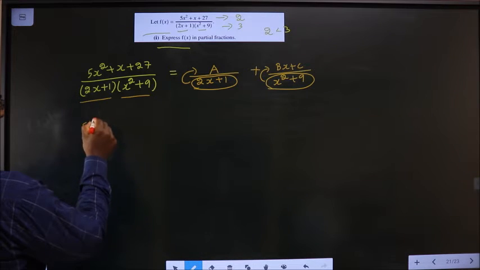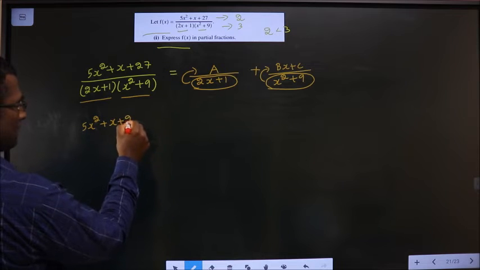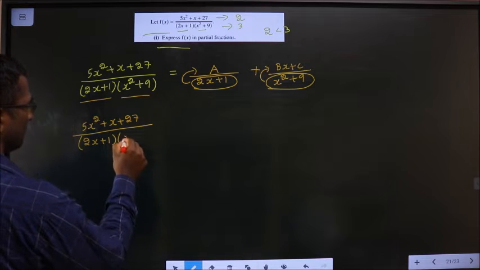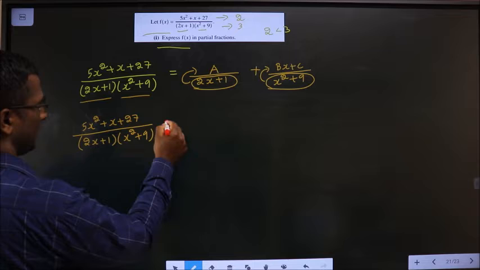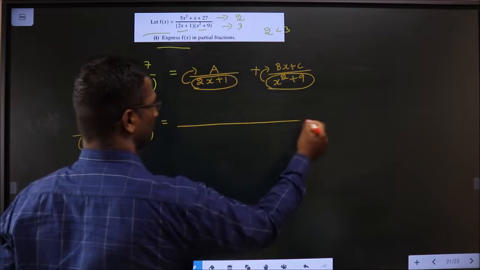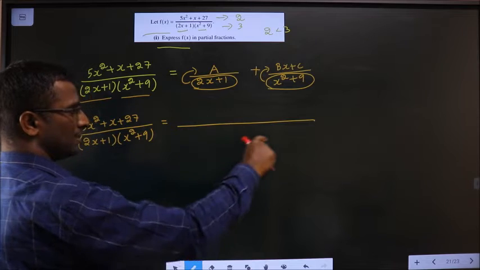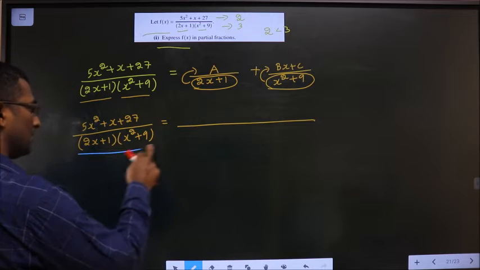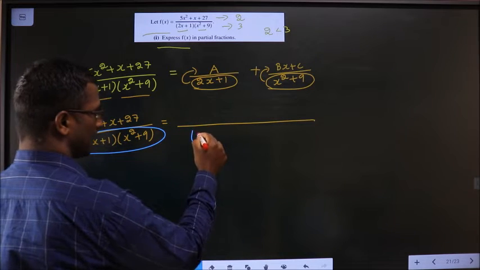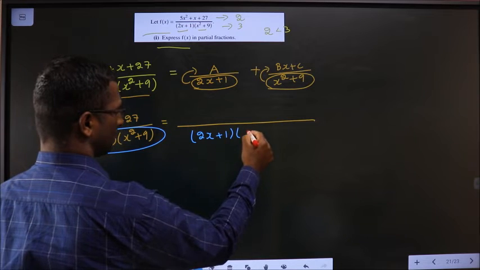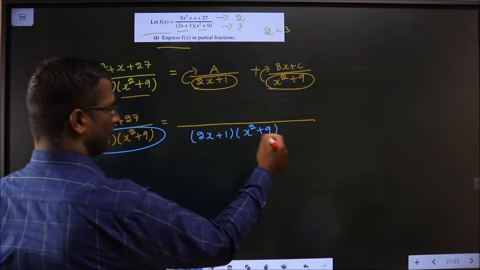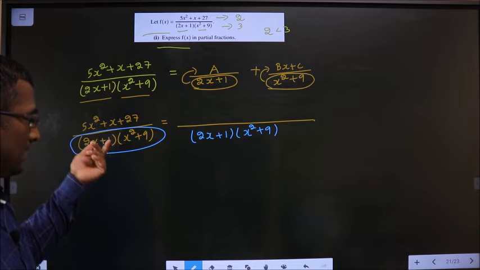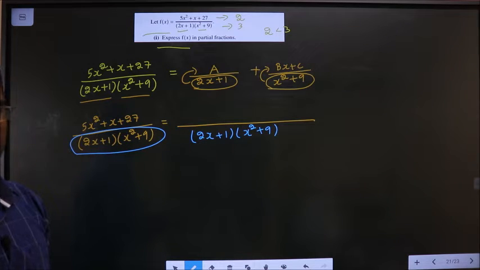Given is 5x square plus x plus 27 by 2x plus 1 times x square plus 9 is equal to, on this side, you take the LCM of denominators and write here. Or directly what you could do is, whatever is the denominator on this side, even on this side also write the same denominator, which is 2x plus 1 times x square plus 9. Even if you take the LCM also, still you will get the same thing. My advice is, whatever is on this side also write the same denominator. Next.